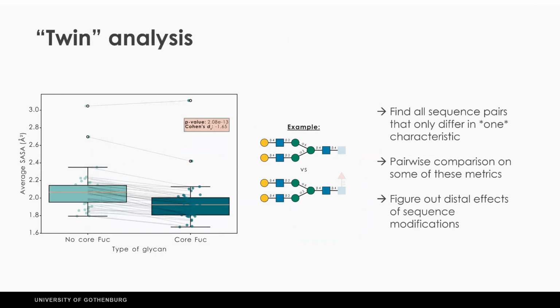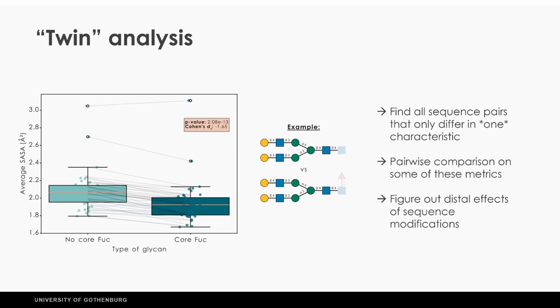So we do something that's called twin analysis, because one thing that bugged me for a long time in analyzing glycans is that you have so many confounders. Whenever we compare two groups of glycans, they differ in many different ways. Let's say you want to do motif enrichments or something like that. You always have so many correlates of other things in the sequence that you don't care about, but that also differ between your groups. So that's why we engaged in paired analysis, basically.